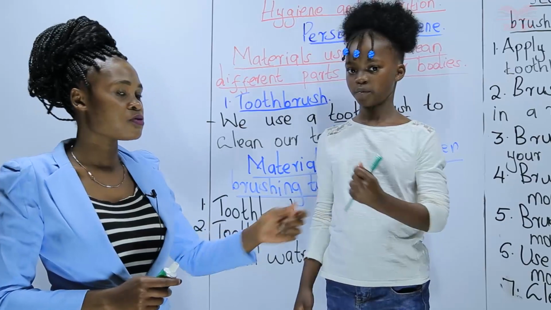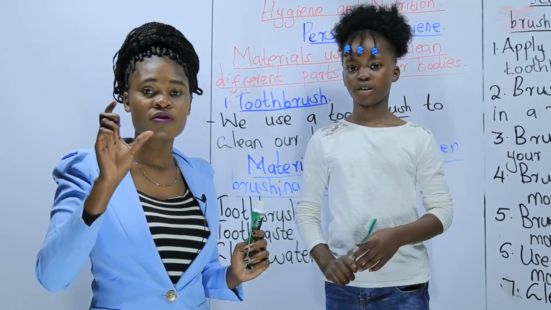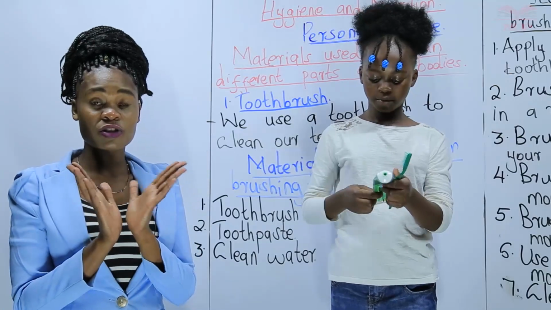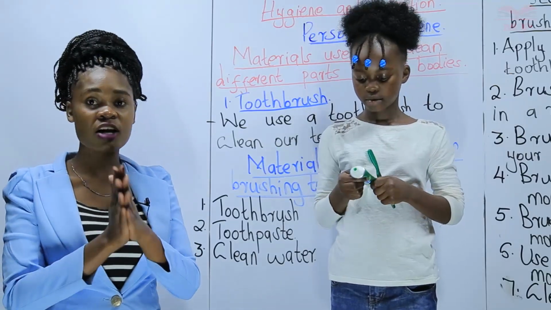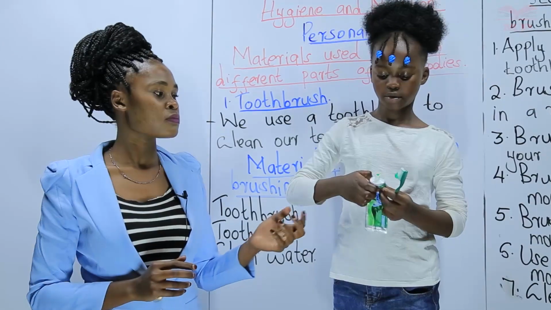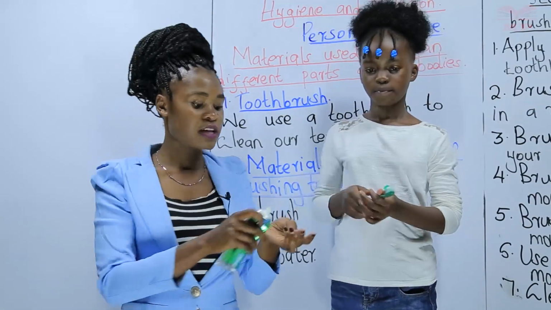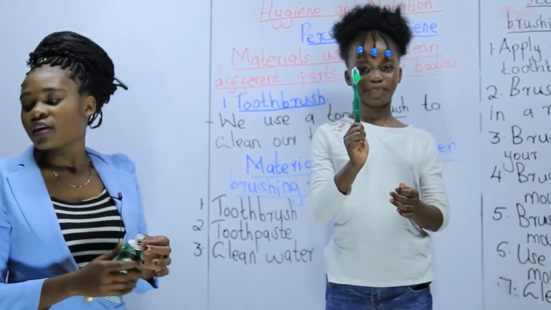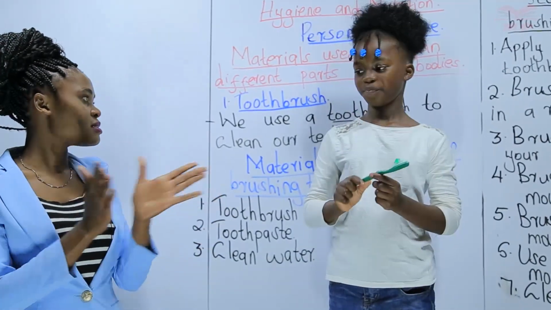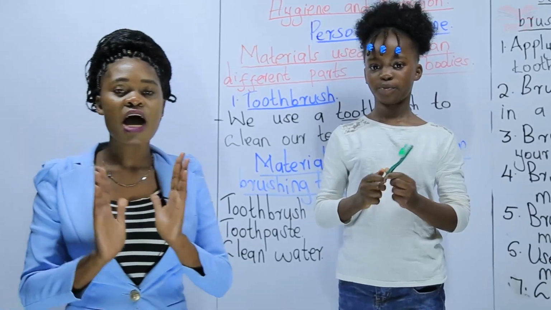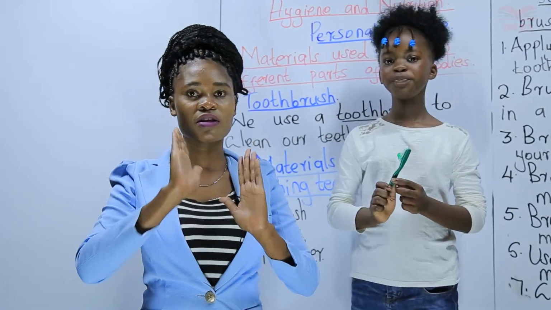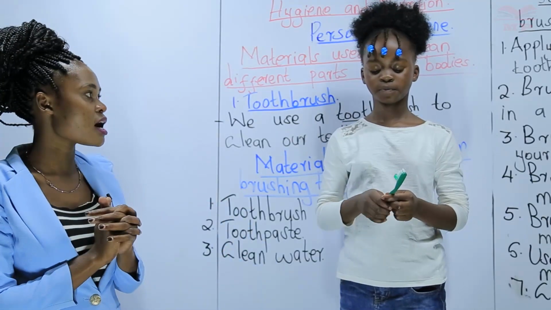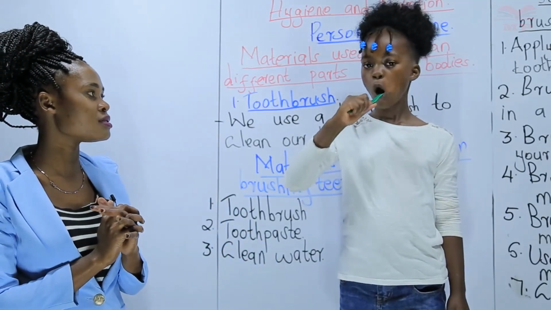So you require a toothbrush and you apply enough toothpaste on the toothbrush. Remember that a toothbrush is a personal item. You are supposed to have your own toothbrush. So after applying enough toothpaste on your toothbrush, you now start by brushing the sides of your mouth in a rotating manner. The sides of your mouth, this side and this side, in a rotating manner.